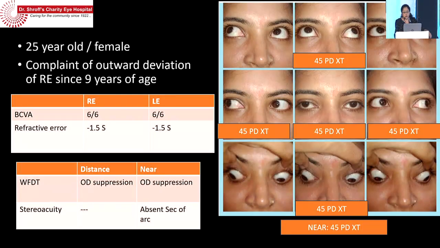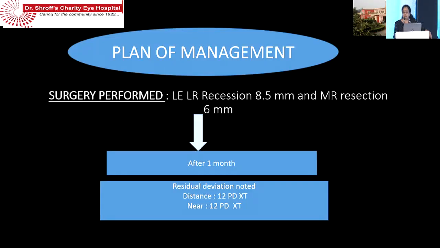So this patient had a 45 exotropia with OD suppression and an absent stereo. The patient came at the age of 25. You plan a recess-resect, but after 1 month, you get a residual deviation for distance and near. So you have operated well, but the only thing was that a PAT was not done. Maybe a PAT would have improved the surgical success rate.